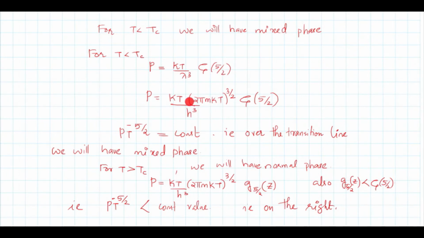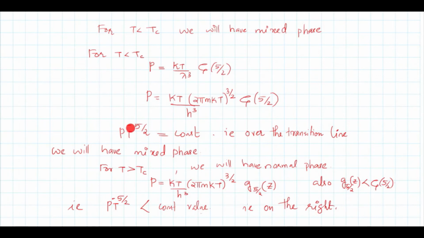From this equation, P T raised to minus 5 by 2 equals a constant, because this is theta of 5 by 2 when T is greater than Tc. That becomes g 5 by 2 of z, and its value is always less than theta of 5 by 2. That means P T raised to minus 5 by 2 is less than the constant value when T is greater than Tc. Being less than the constant value means P should decrease or T should increase.